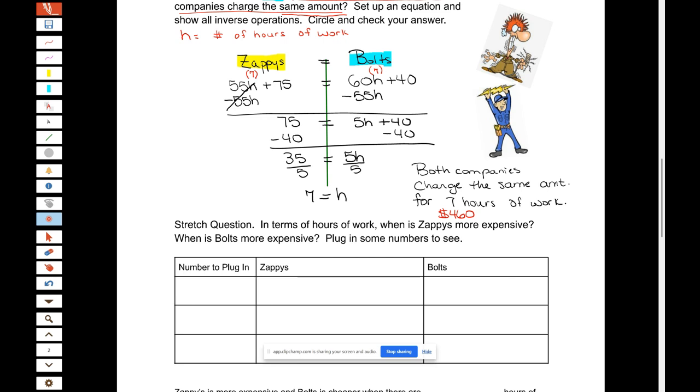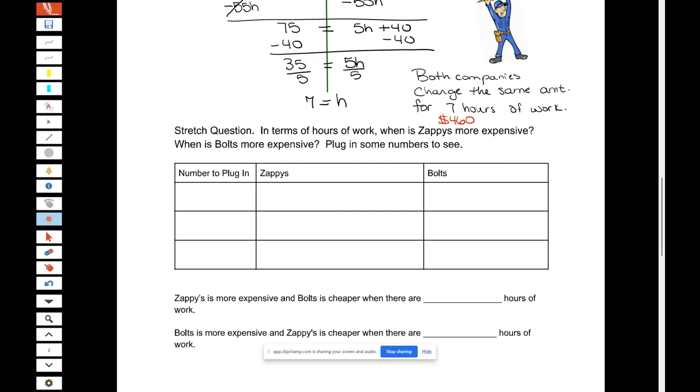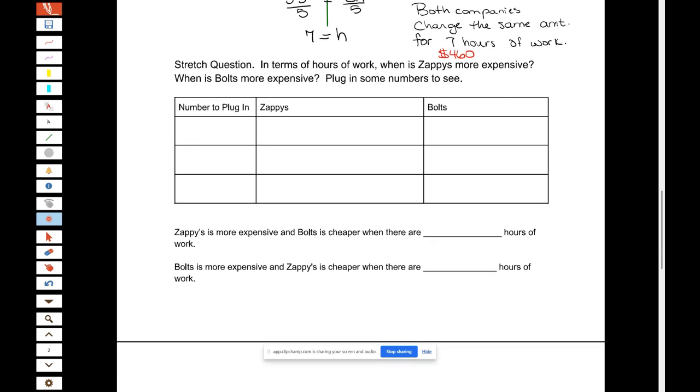So if they both charge the same amount for 7 hours of work, then it stands to reason at certain times it's going to be more expensive to use the Zappies company. At certain times it's going to be more expensive. It depends on how many hours the job takes. This next part is an extension to this, which asks us when is one more expensive and when is one less expensive. We will revisit this situation later when we graph systems of linear equations, like two straight lines. But for now, we're going to do it by doing some numbers.